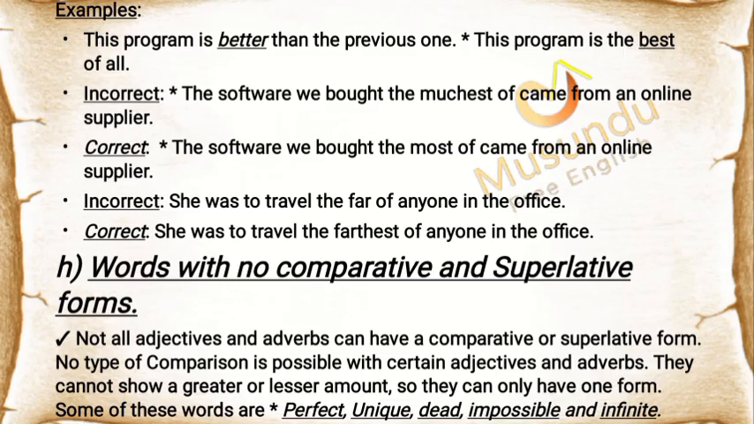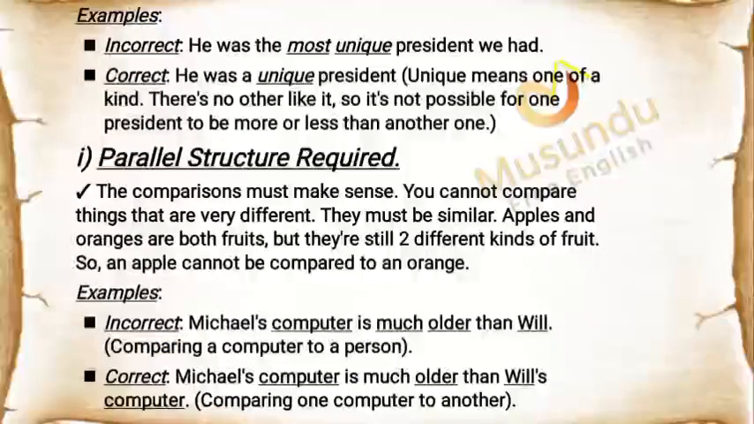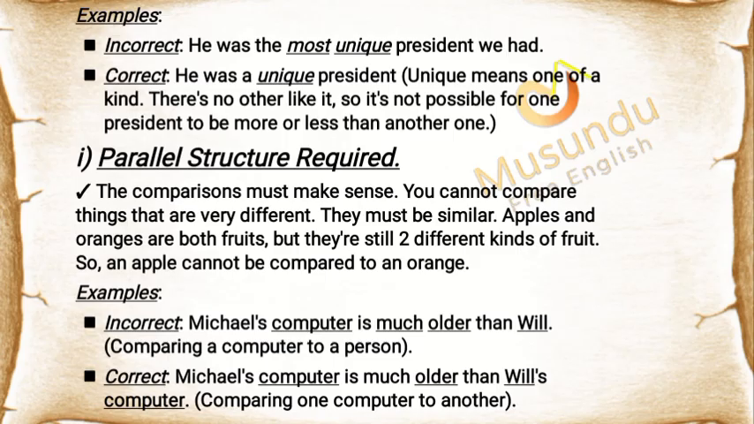Some of these words are perfect, unique, dead, impossible and infinite. Example. Incorrect: he was the most unique president we had. Correct: he was a unique president. Unique means one of a kind. There's no other like it, so it's not possible for one president to be more or less than another one.